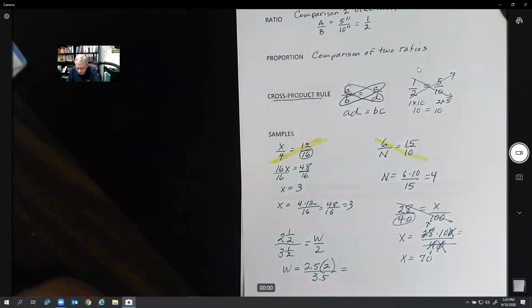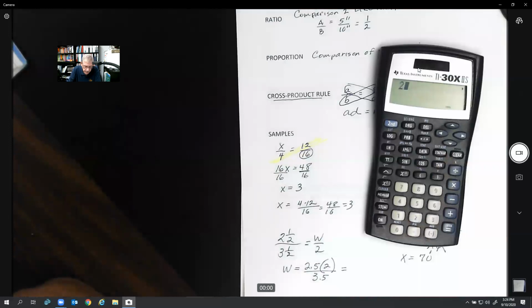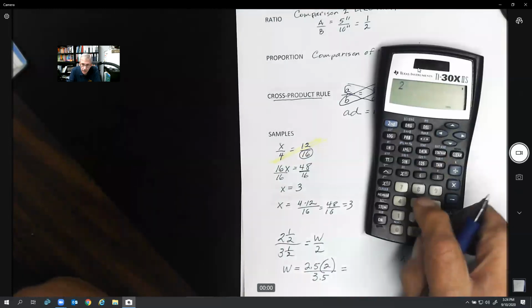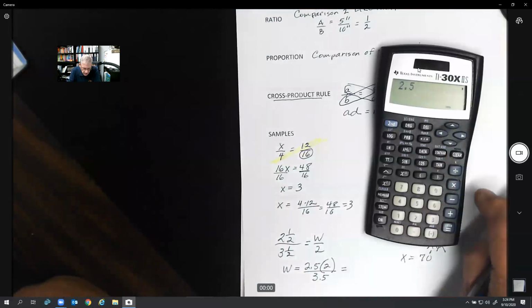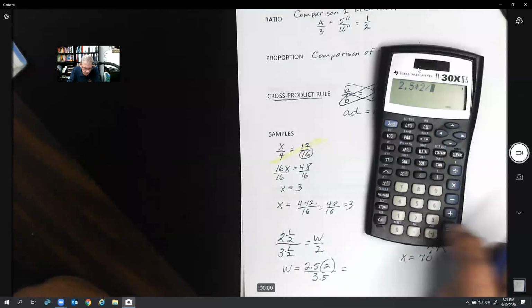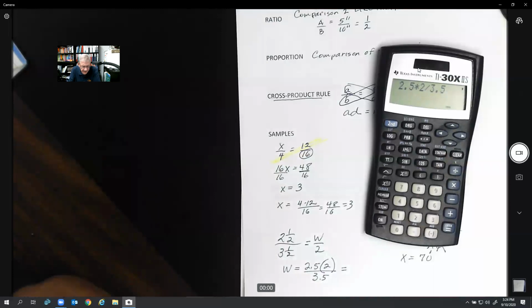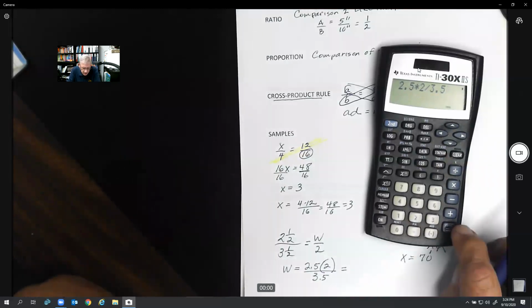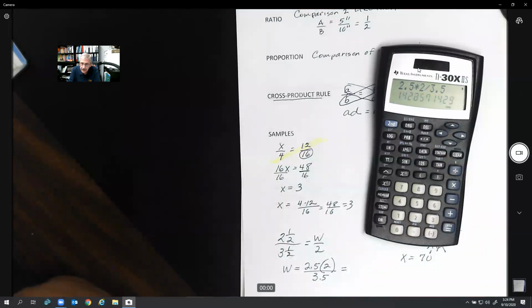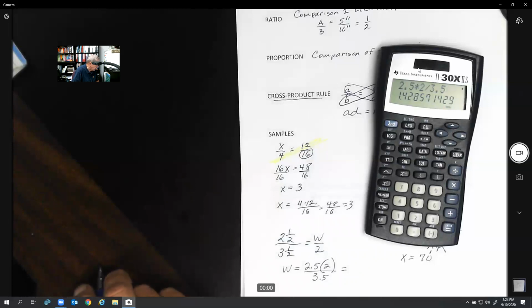So 2.5 times 2 divide by 3.5. And you could do this on any calculator, you know. You don't have to have the scientific. You can just use a cheapy calculator. Save over time. Wow, this came out with a huge whole answer.